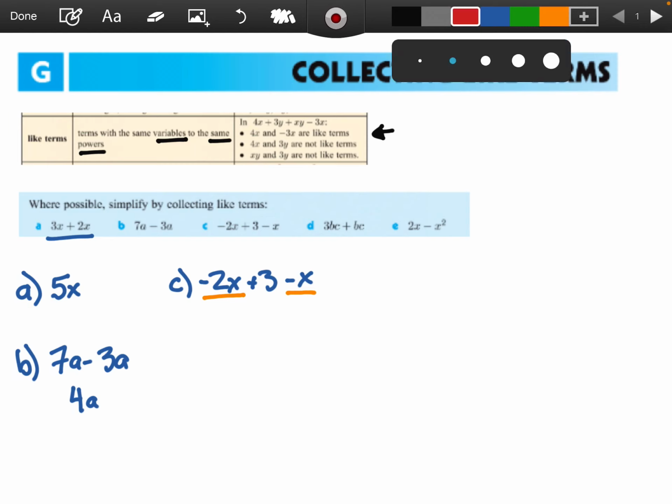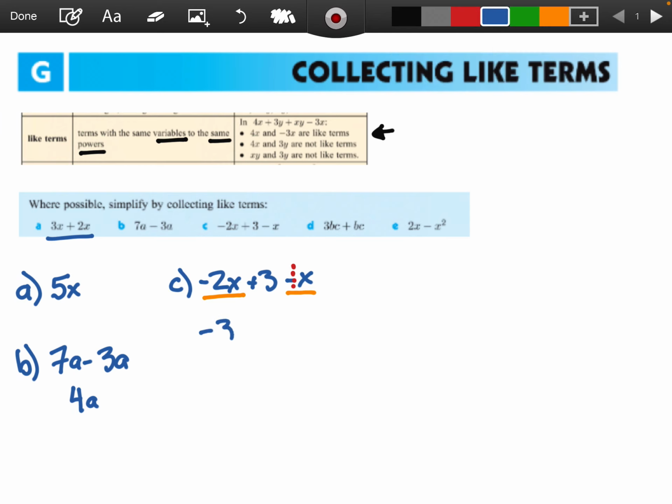The other thing that you need to recognize is that in front of this x term, there is an unwritten 1. That x has a coefficient of negative 1, so you need to factor that in when you are collecting your like terms. If we tackle the x terms first, we have negative 2 minus another 1, so we are down to negative 3x. Then my positive 3 has nothing else to collect with it, so it just hangs around for the ride.